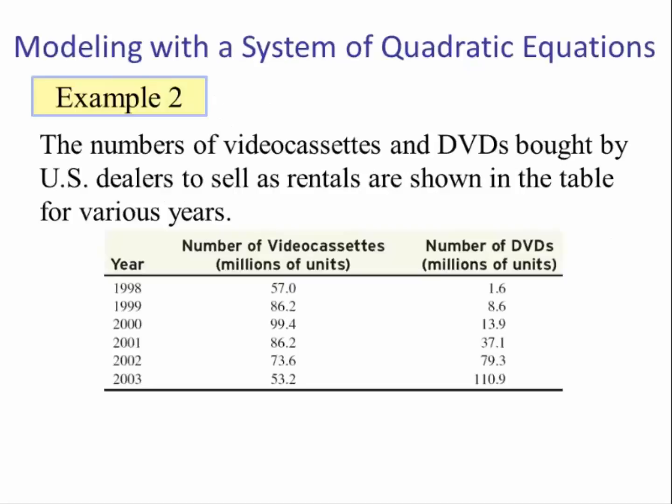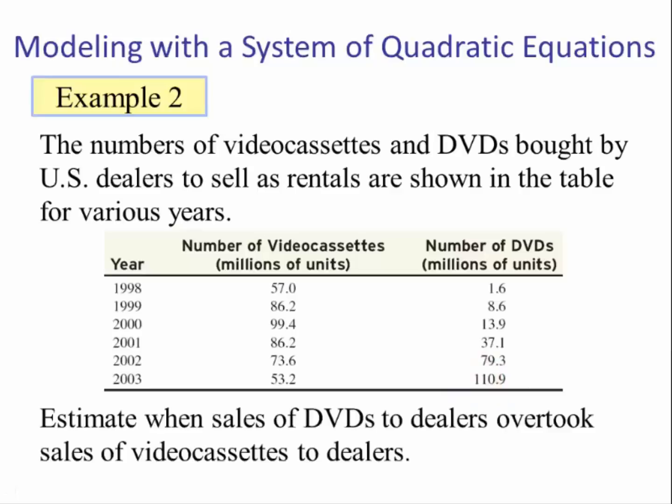Example 2. The number of video cassettes and DVDs bought by U.S. dealers to sell as rentals are shown in the table for various years. In the late 90s, there were a large number of video cassettes, measured in the millions, but as time goes on it decreases, and in the late 90s the number of DVDs were very low, but they start to increase at a faster and faster rate. Estimate when the sales of DVDs to dealers overtook the sales of video cassettes to dealers.